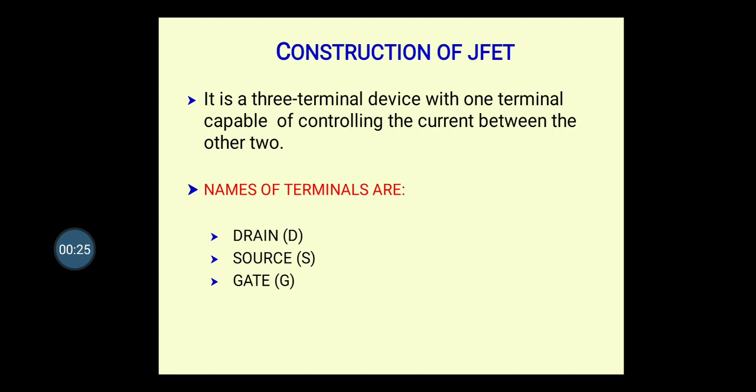We have already studied about BJT, bipolar junction transistor. So here JFET is also a transistor. It is a 3-terminal device with one terminal capable of controlling the current between the other two. It is a 3-terminal device. So name of the terminals are drain, source and gate.